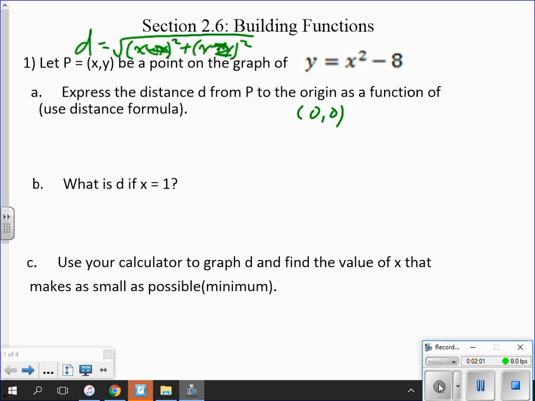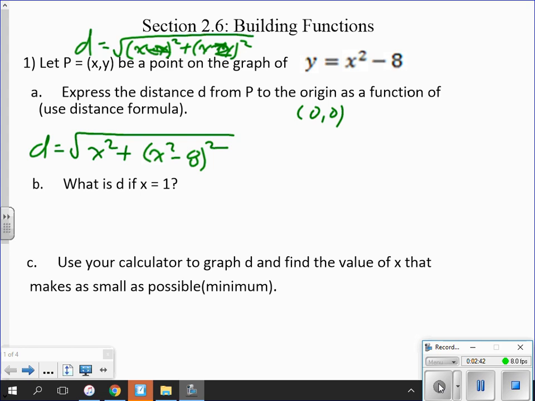So what do we actually have? We have the square root of x squared plus y squared. So our distance is the square root of x squared plus, but what is y? x squared minus 8. It is not y squared. It is x squared minus 8. Yeah, y is x squared minus 8. So instead of having y squared here, we have x squared minus 8 squared.